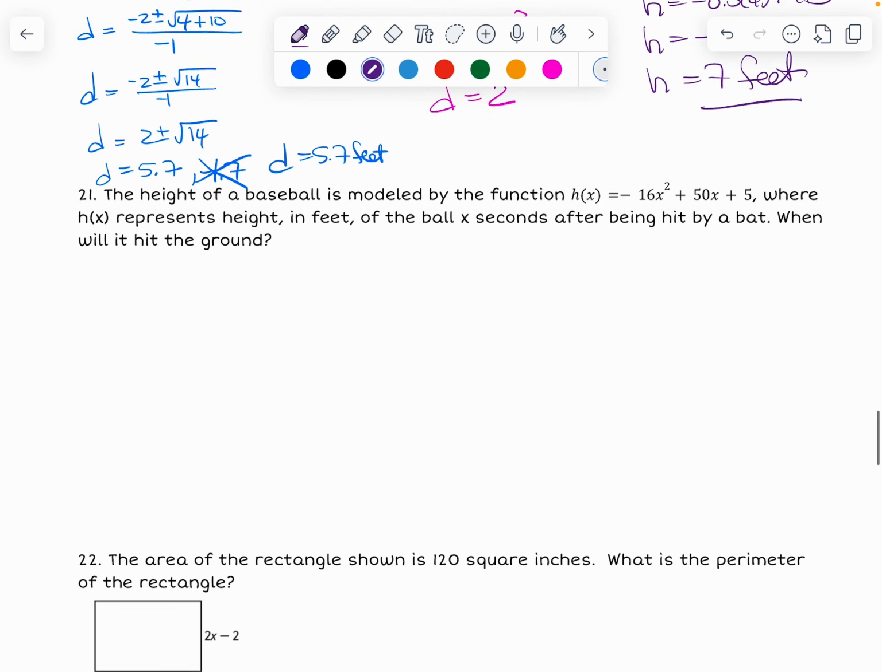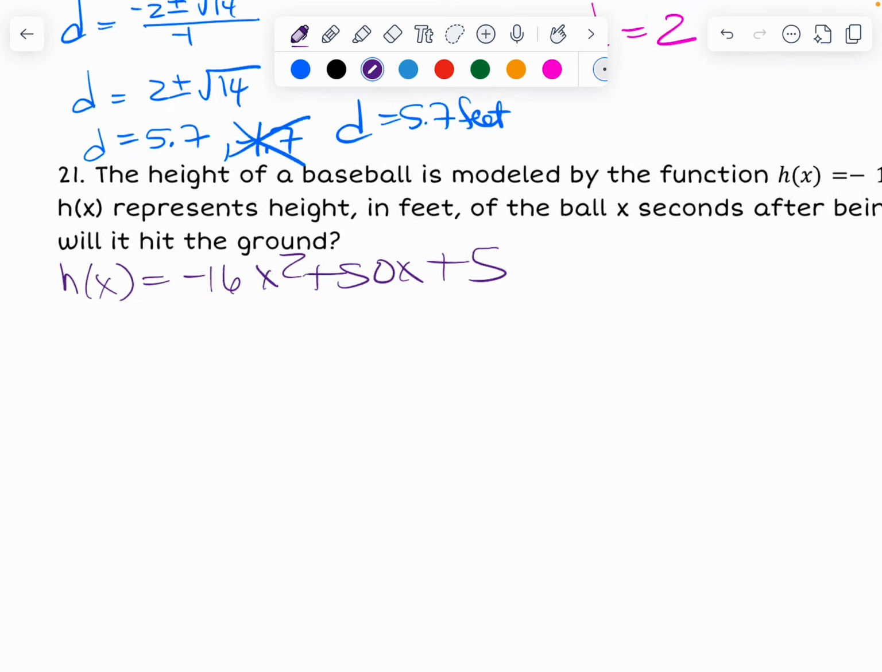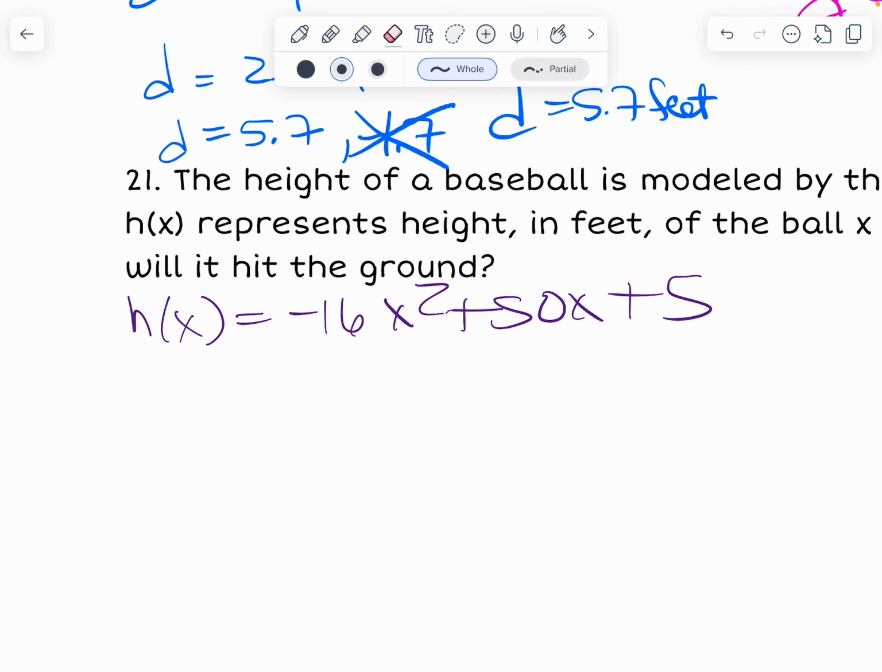Okay, next one. The height of a baseball is modeled by the function h of x equals negative 16x squared plus 50x plus 5, where h of x represents the height in feet of the ball, x in seconds. After being hit by a bat, when will it hit the ground? So that means I'm changing this right here to 0. So now I'm going to find my x.